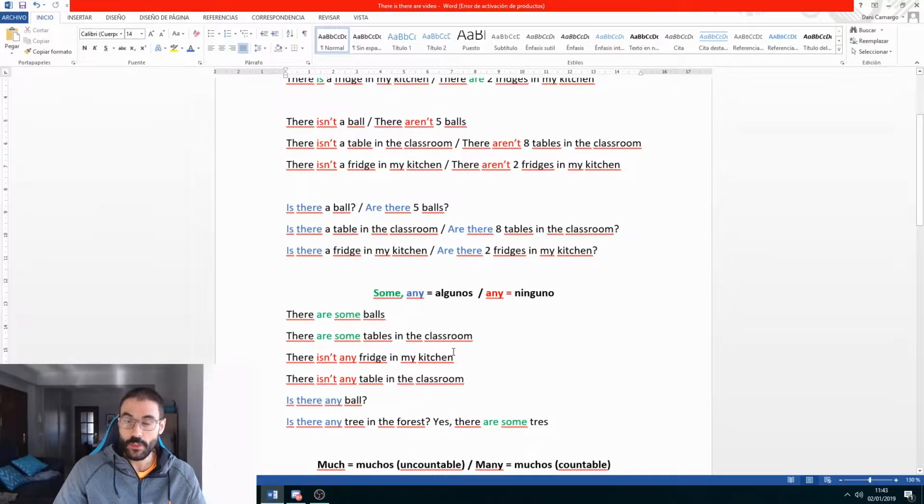And then, when we do the negative, okay, check this one. There isn't any fridge in my kitchen. No hay ningún frigorífico en mi cocina. There isn't any, ningún. So it's singular. You never use there aren't any or is. You can, but it's very strange. You normally say there isn't any fridge. There isn't any. Next one. There isn't any table in the classroom. No hay ninguna mesa en la clase.